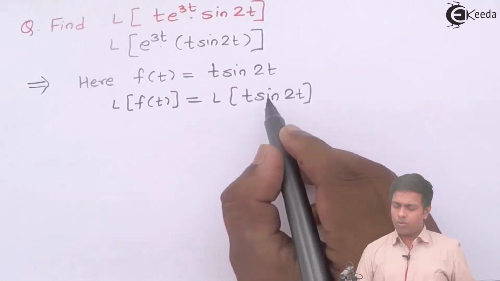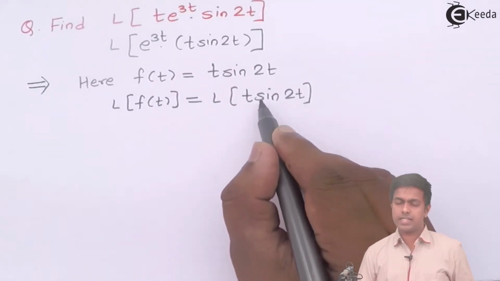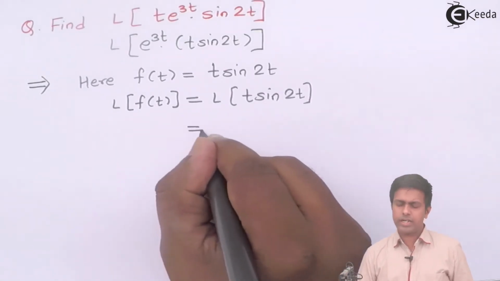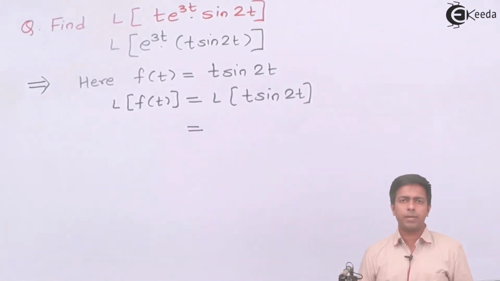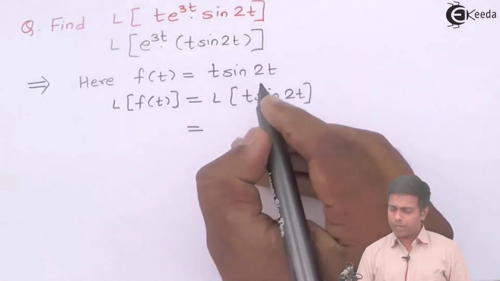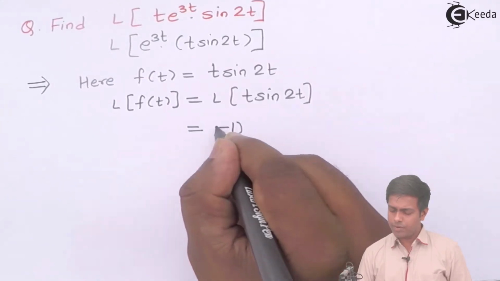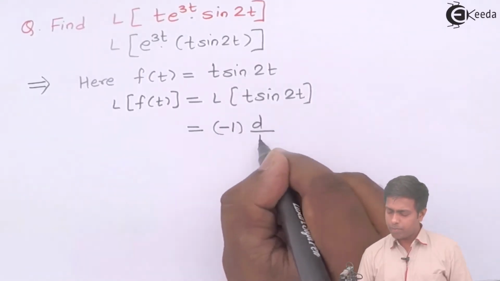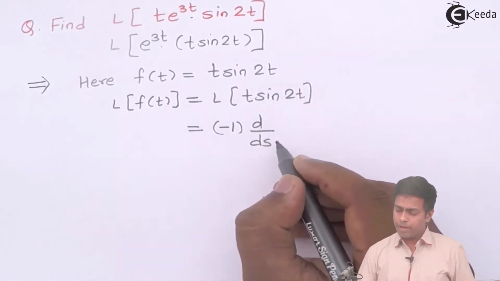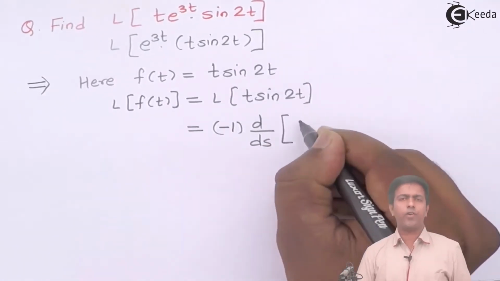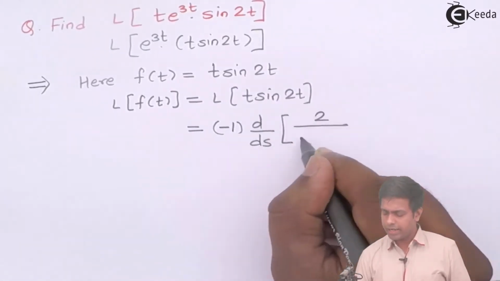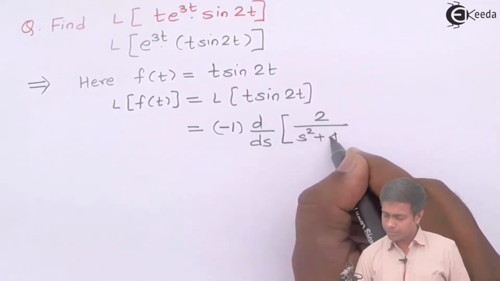So now here psi of t we have considered as sine of 2t. We know the Laplace of sine of 2t. So here directly I'll apply the multiplication by t property. Now the power of t is 1. So by the property it will become minus 1 raised to 1 into d by ds raised to 1 into phi of s, and phi of s is nothing but the Laplace of this, which is 2 upon s square plus 4.